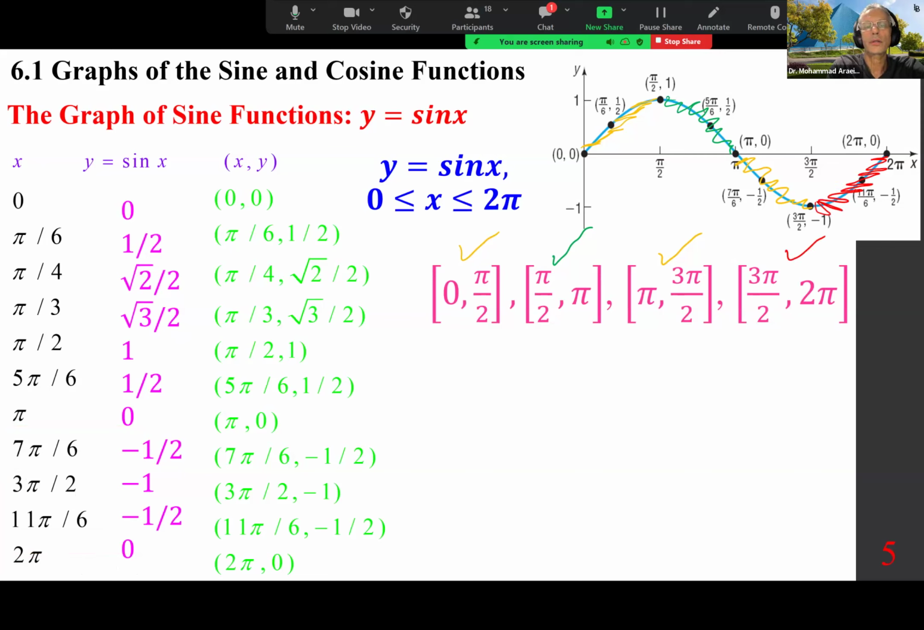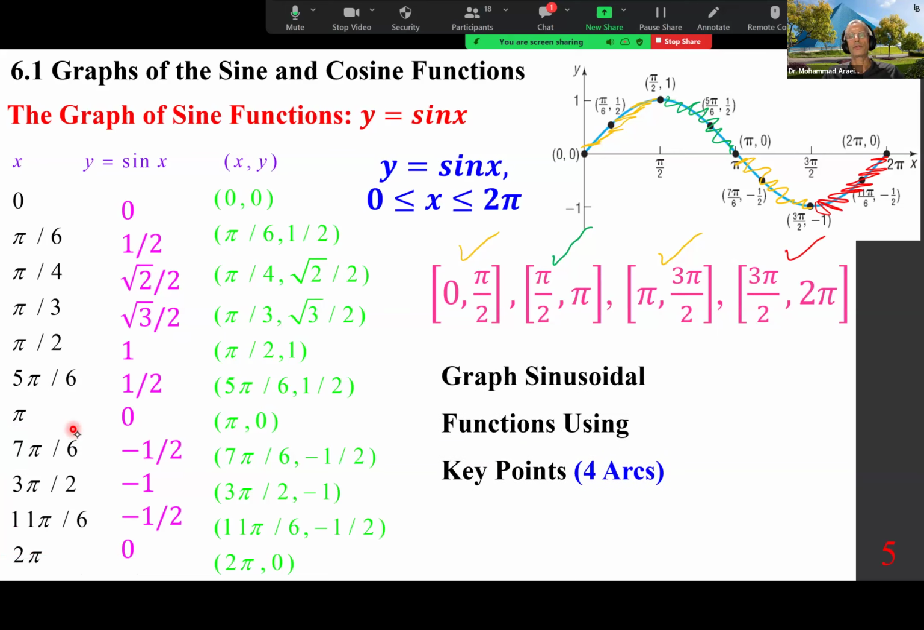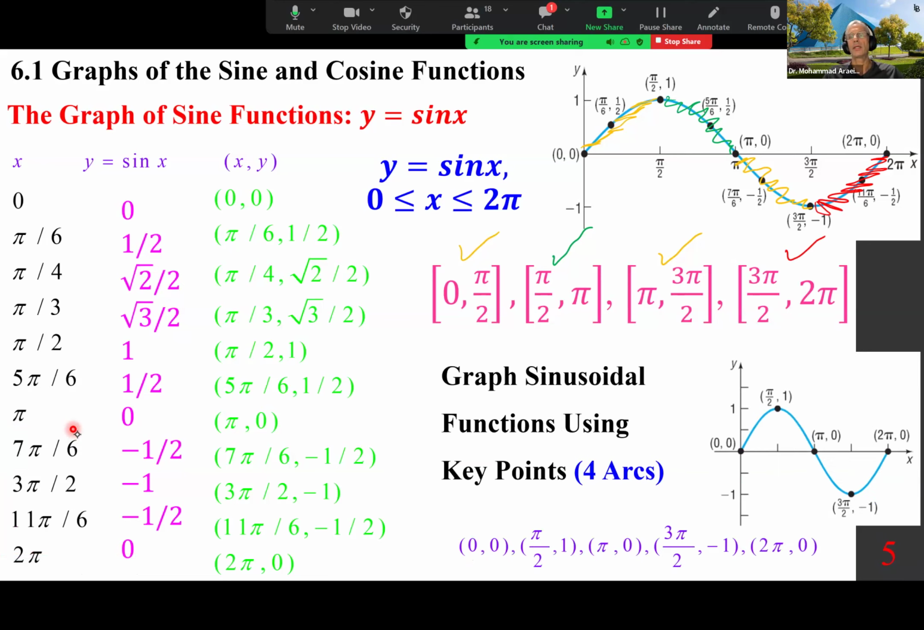This is the fourth arc, this part, which results in 5 key points. We will look at that later on. But for now, graph sinusoidal functions using key points for arcs coming up. This is the synopsis of that, would be to use these endpoints of those arcs.